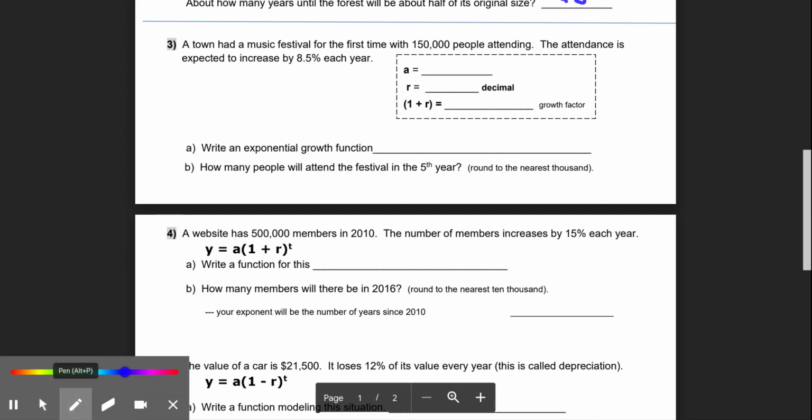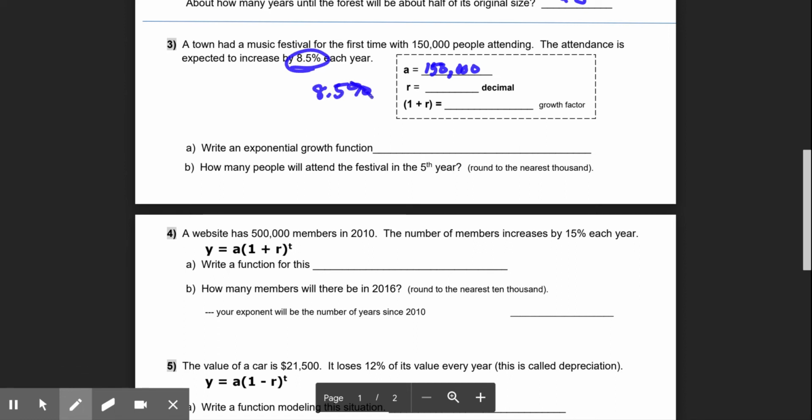So on A, the beginning amount is your 150,000. The rate, remember we have to convert this, so 8.5%, drop the percent, move the decimal 2 places to the left, so that's 0.085.